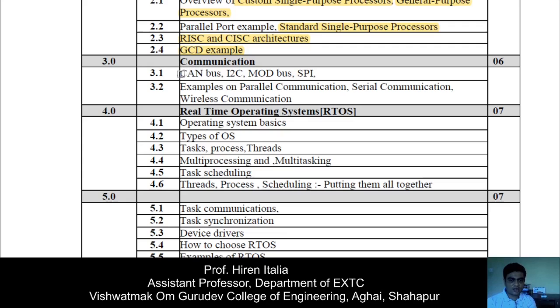So there are different types of buses: CAN bus, I2C, Modbus, and SPI. And we have to study in detail what is the structure of that bus, what are the data bytes in that bus, what are the different points that we have to take care while designing these buses. Then we have to study the examples on parallel communication, serial communication, as well as wireless communication.